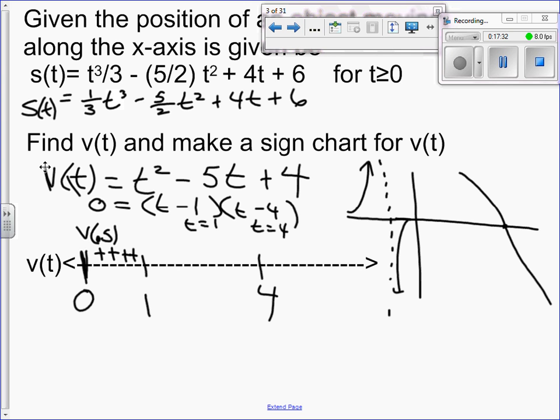Give me a number between 1 and 4. 2. Let's plug 2 into our factored velocity. What about the first factor? Positive. Second factor? Positive times a negative. So the velocity is negative for all times between 1 and 4. Give me a number greater than 4. 57? Okay. I just made that one up. It doesn't matter, as long as it's greater than 4. First factor, positive or negative? Second factor? So the velocity is positive.